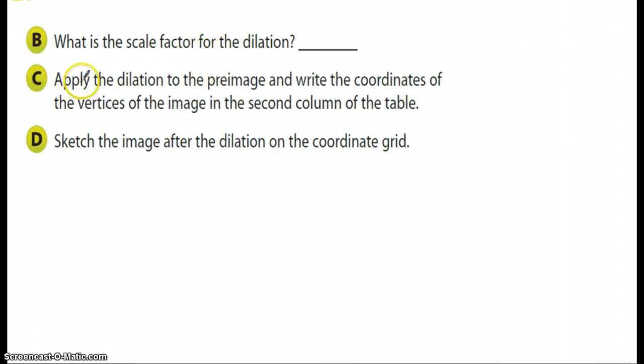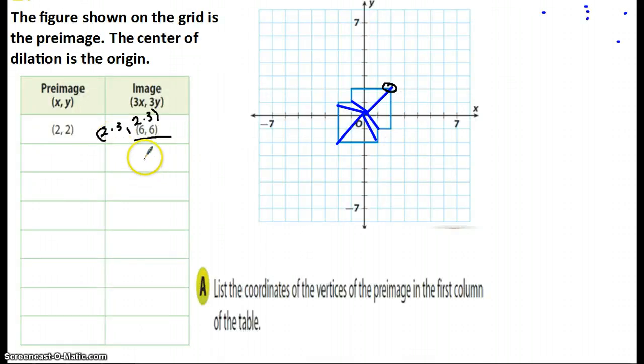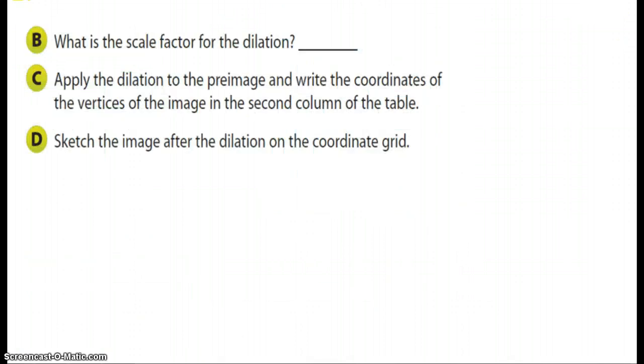Then part C says, apply the dilation to the pre-image and write the coordinates. That means do your math, and in the second column, go ahead and list the coordinates in this particular table. And then once you finish with that part, it says sketch the dilation on the coordinate grid. So go ahead and stop the video. Take some good time here, and if you feel that you're still a little confused with what we're doing, then just come on back and we'll go through it.